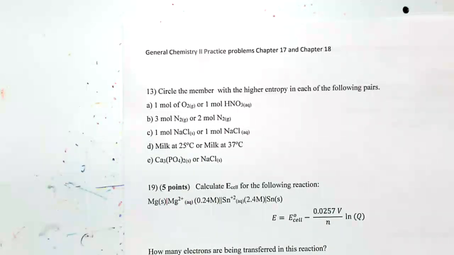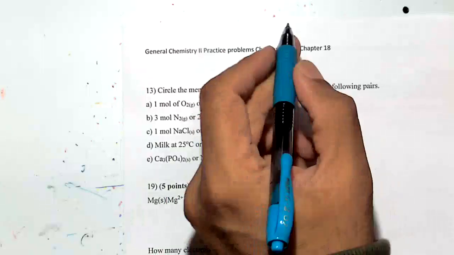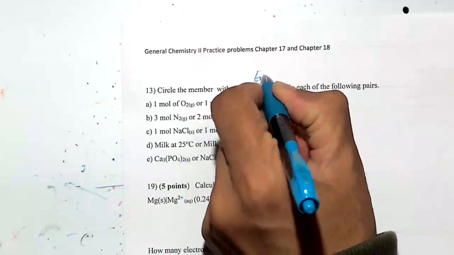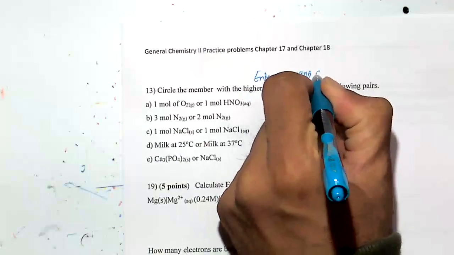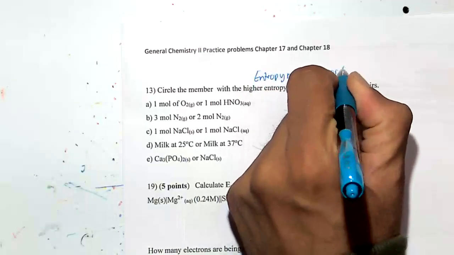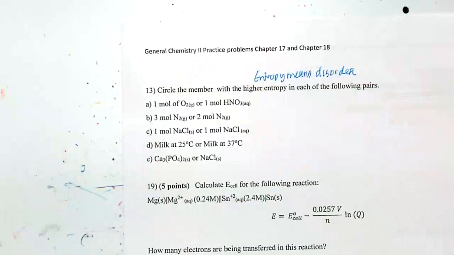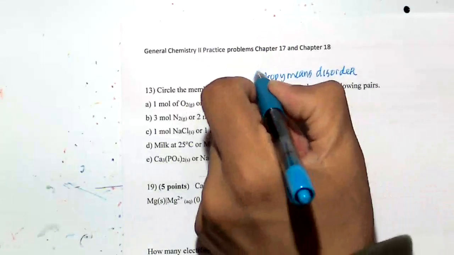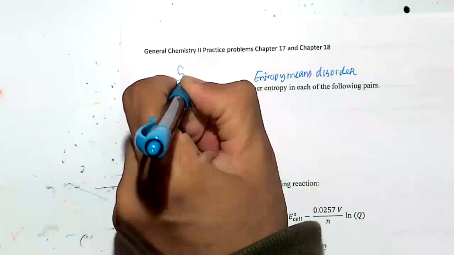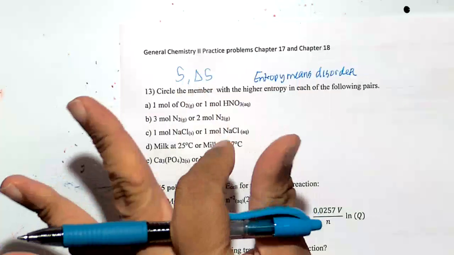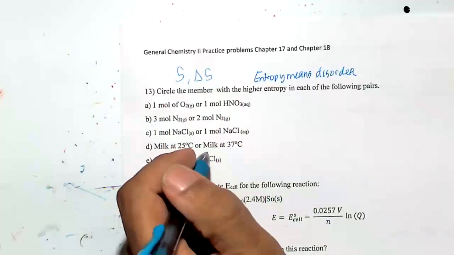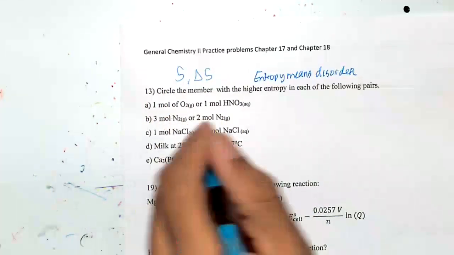All right, so there's a question on entropy here. So remember, entropy means disorder. So it can be individual S or change in entropy. Okay, so we're going to compare two items here, and we're going to determine which one has more entropy.